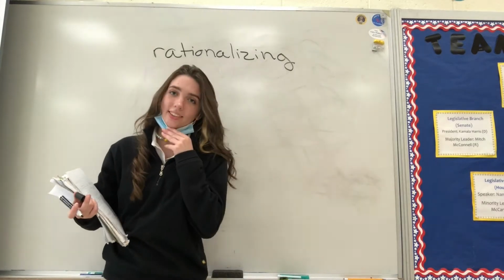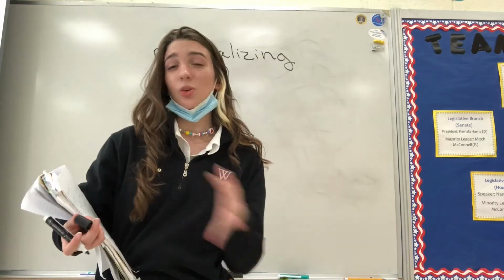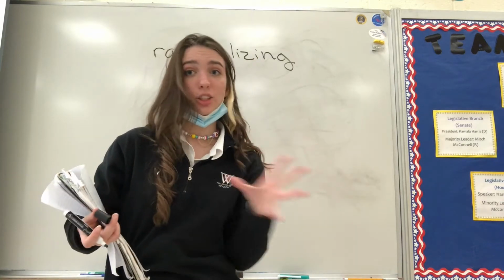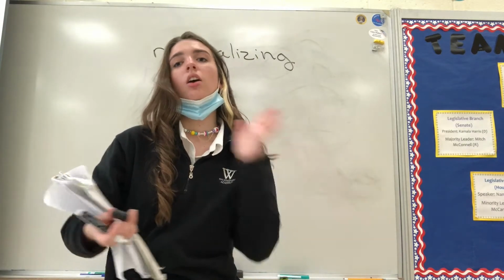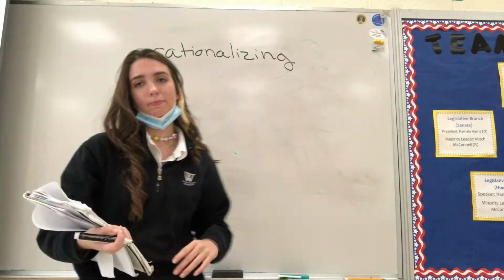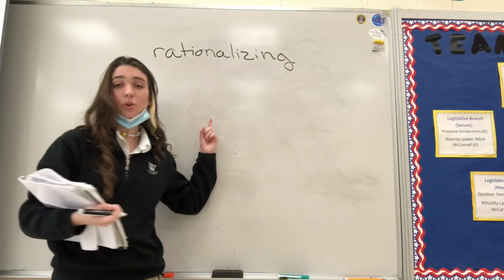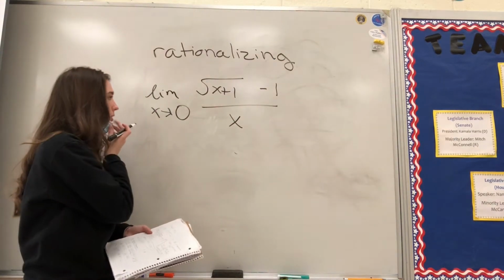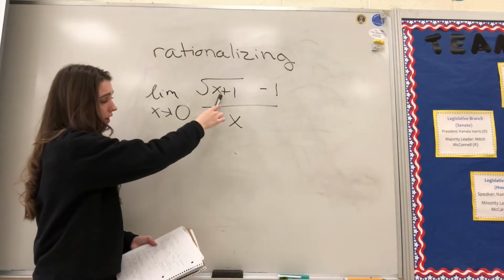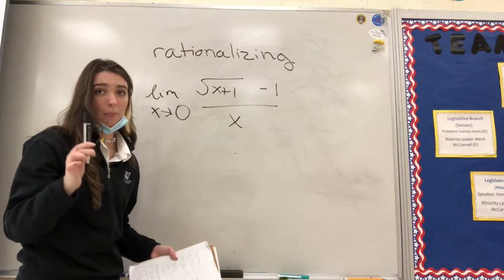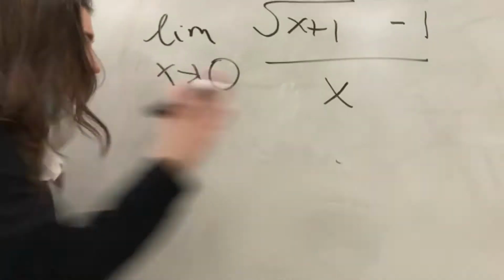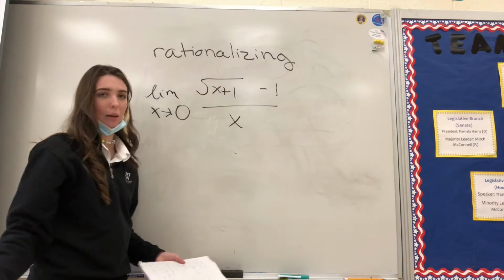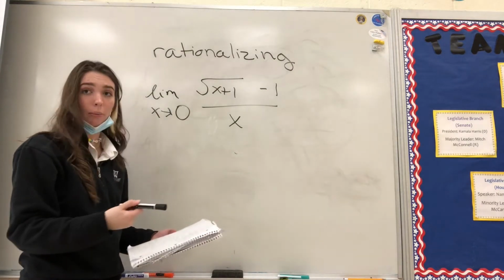Now imagine this. You're given a problem that you can't direct substitute with, and you can't factor it out, you can't simplify it. What can you do? You can rationalize. Here's an example. So limit as x approaches 0 of the square root of x plus 1 minus 1 all over x. Now, step 1. Can we direct substitute? Oh. No, you can't, because there's only an x on the bottom. You're going to get an indeterminate form.